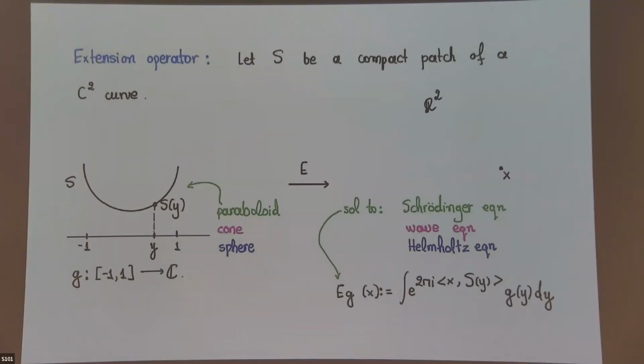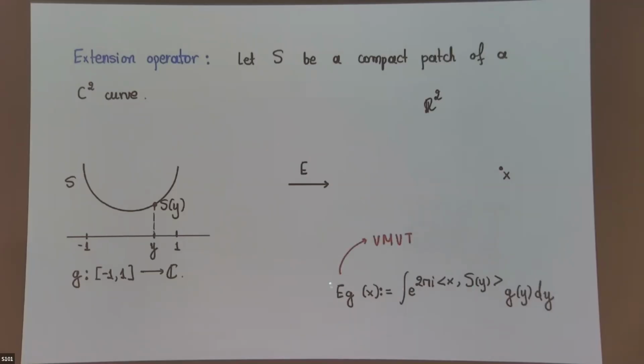For example, in number theory, Fourier analysis can be used to count solutions to Diophantine equations. And by understanding this object, the extension operator, people managed to prove the main conjecture of the mean value theorem in 2015. So we want to understand things about this object, and we understand some things.